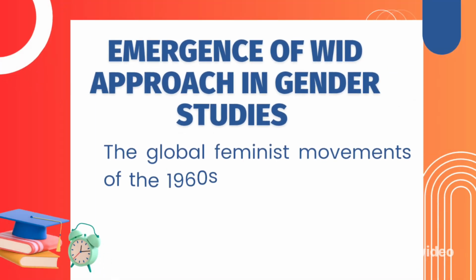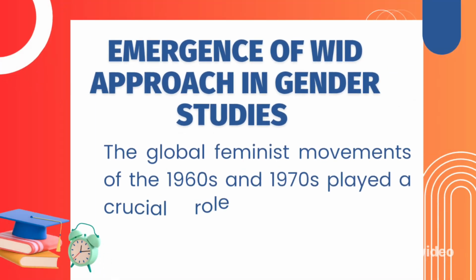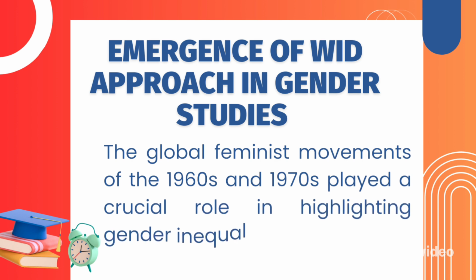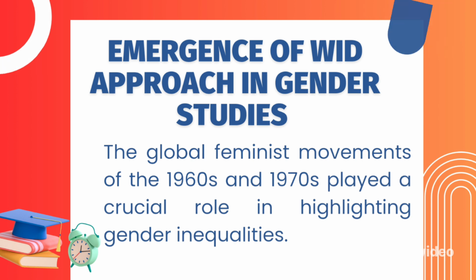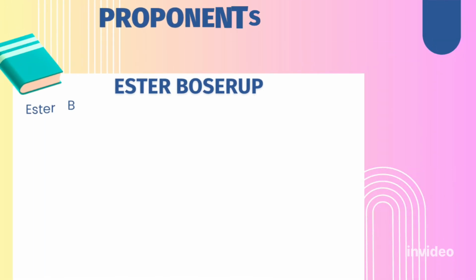Now, discussing the emergence of the WID approach and gender studies, the global feminist movements of the 1960s and 70s played a crucial role in highlighting gender inequalities, and they brought attention to gender inequality and helped push for change. These movements made people aware of issues women faced and pushed for their rights. As a result, they played a key role in advancing gender equality and improving the lives of women globally. Especially, the second wave feminism was crucial in this regard.